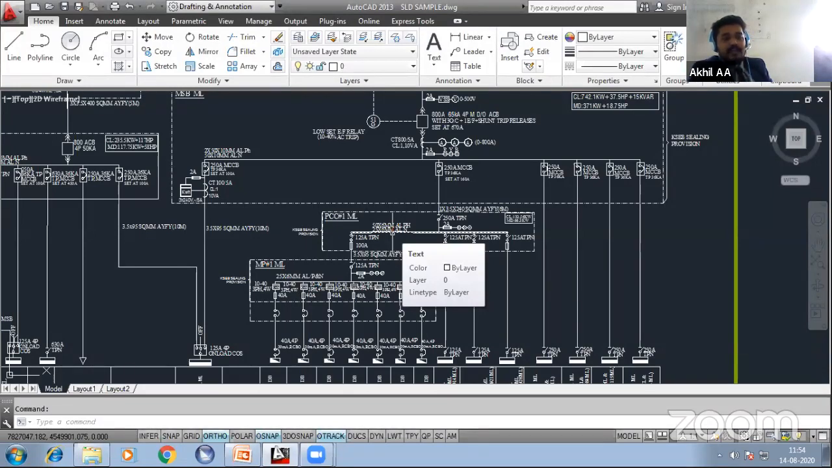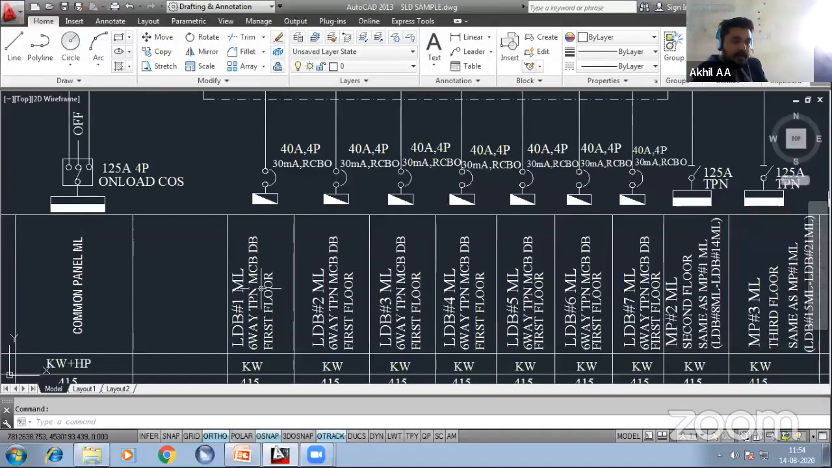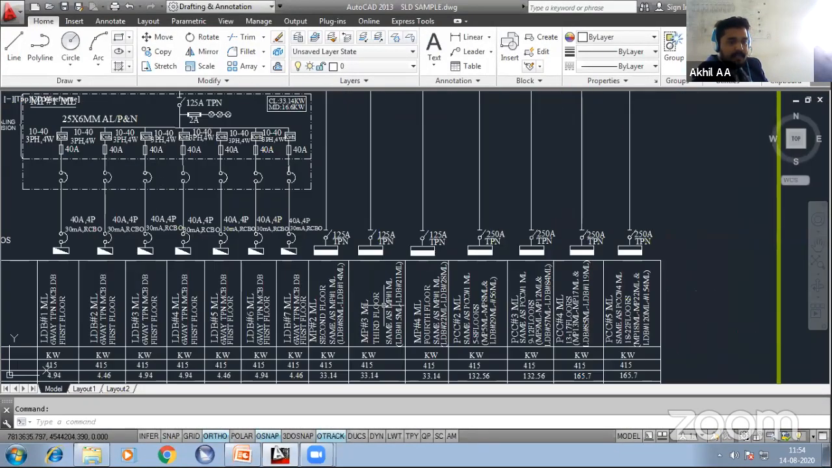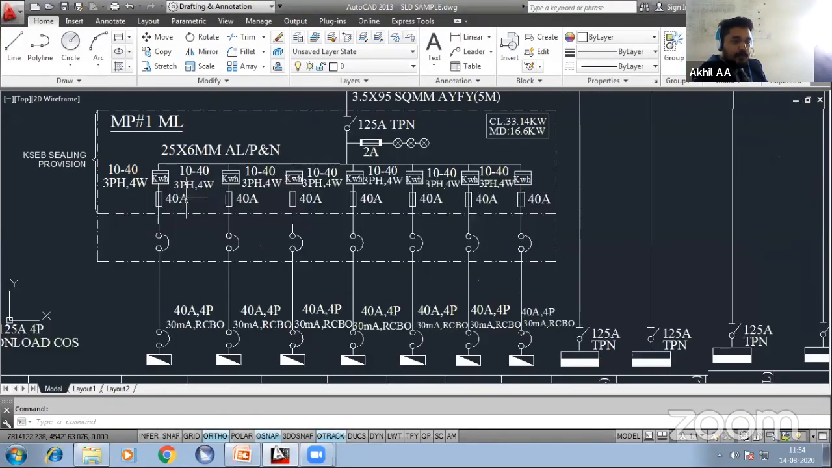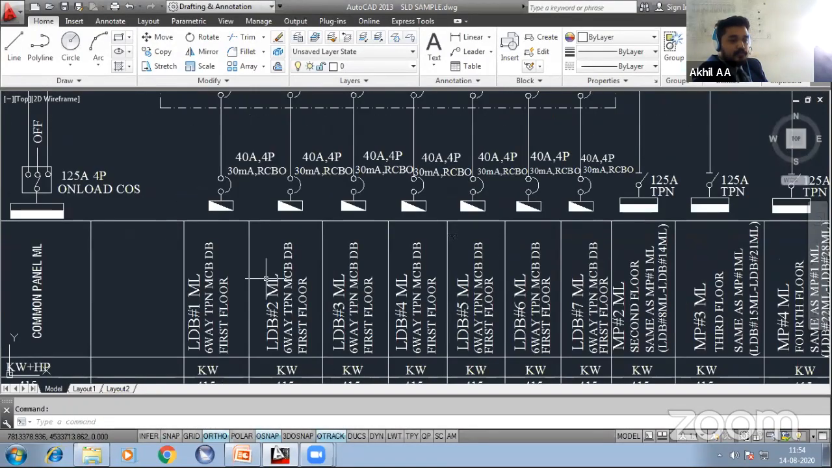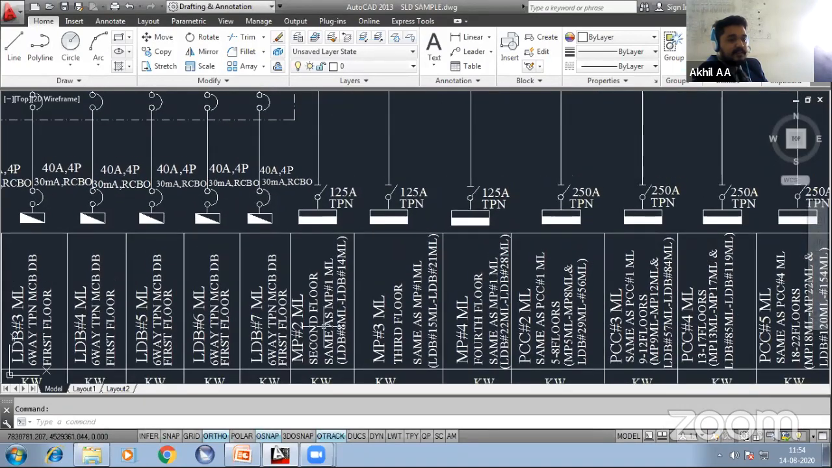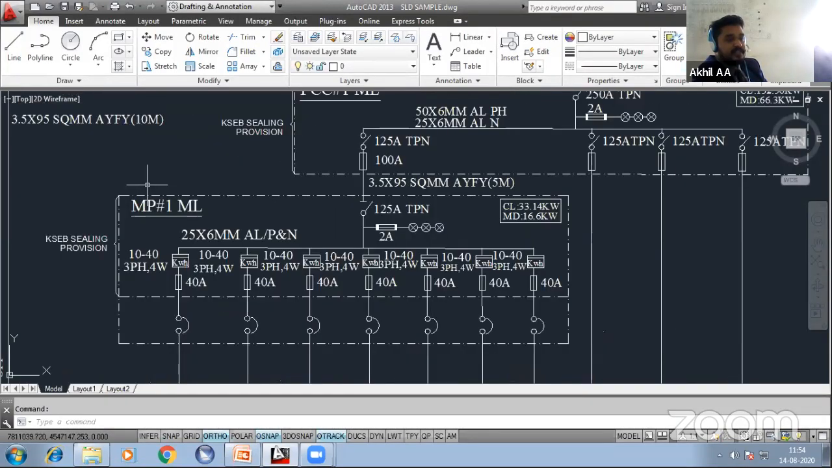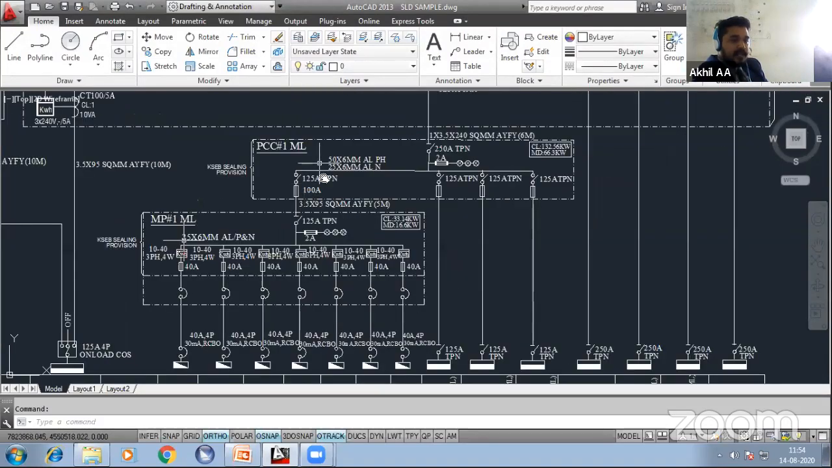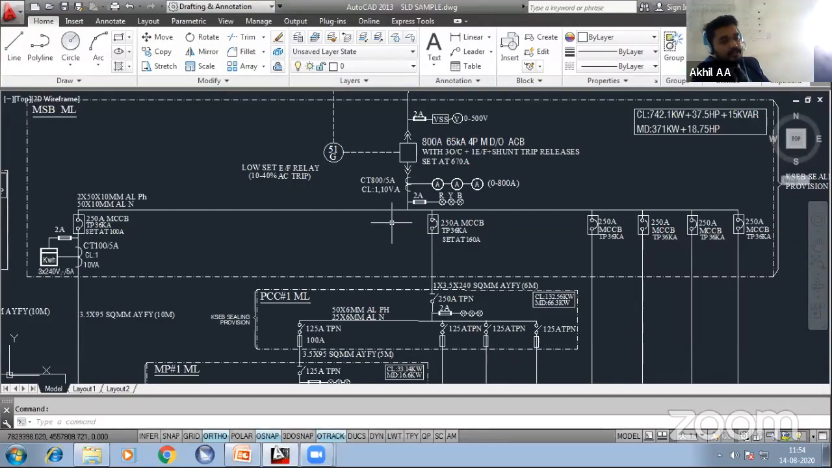So you have taken PCC1, PCC2, PCC3, PCC4. In this PCC1, you can see metering panel 1, metering panel 2, metering panel 3. In this metering panel, you can see again some outgoings, that is LDB1, LDB2, LDB3, LDB4, LDB5, LDB6, LDB7. You can see 7 final distribution boards are connected to the metering panel. This metering panel is connected to the power control center. This power control center is connected to the MSB. So thereby it goes down.